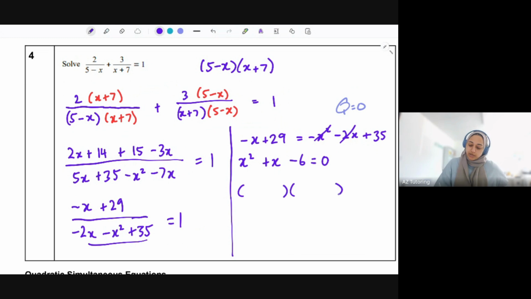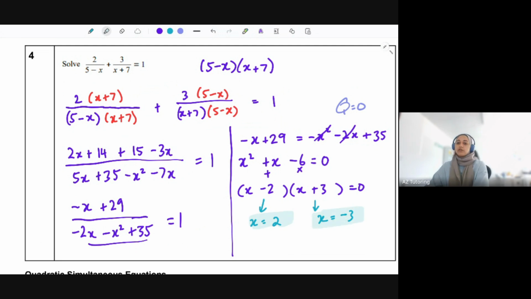So let's do the 2 bracket method. You could use quadratic formula to be fair, but this one's pretty straightforward. 2 numbers that times to give us minus 6 and add to give us 1. That is minus 2 plus 3. Minus 2 times 3 is minus 6. Then minus 2x plus 3x is plus x. Yep, that's fine. And finally, to solve that, x could equal 2, so the opposite sign, or x could equal minus 3. That's my 2 answers for solving an algebraic fraction.